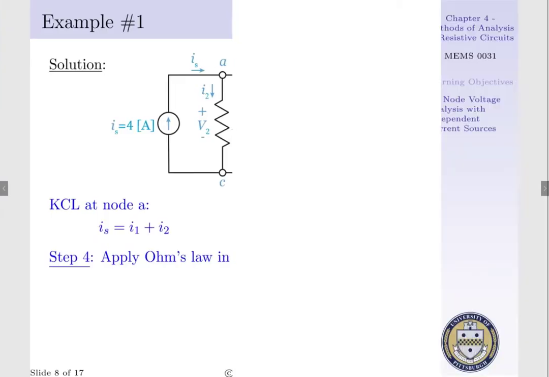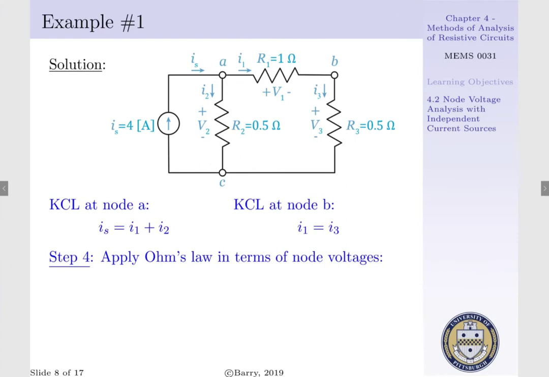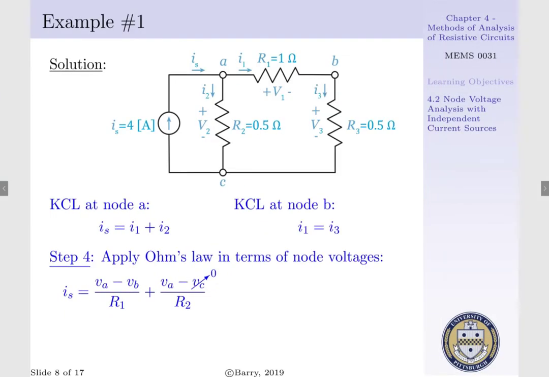The last step of our node voltage analysis procedure is to apply Ohm's law in terms of our node voltages. That is, for our KCL equation at node A, IS is entering with a numeric value of 4, and I1 can be expressed in terms of our node voltage, such that I1 is equal to VA minus VB per R1. I2 is expressed as VA less VC over R2. We recall we designated node C as our ground node, i.e. a 0 voltage potential.